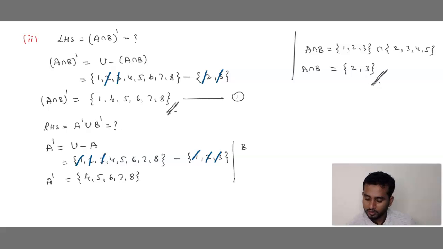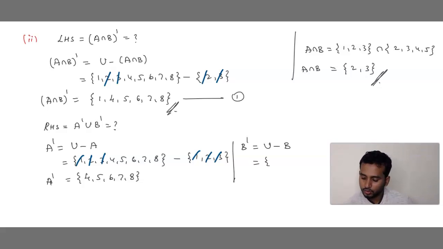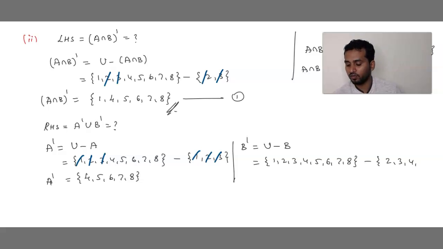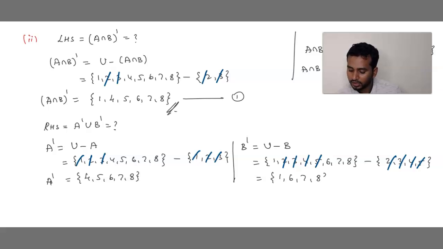Now let me find B transpose. B transpose is U minus B. What is set U? Set U is 1, 2, 3, 4, 5, 6, 7 and 8, minus set B, 2, 3, 4, 5. That is set B, right? Now 2, 3, 4, 5 and 2, 3, 4, 5 get cancelled. Now what elements are left out in the first set? 1, 6, 7, 8. This is B transpose.